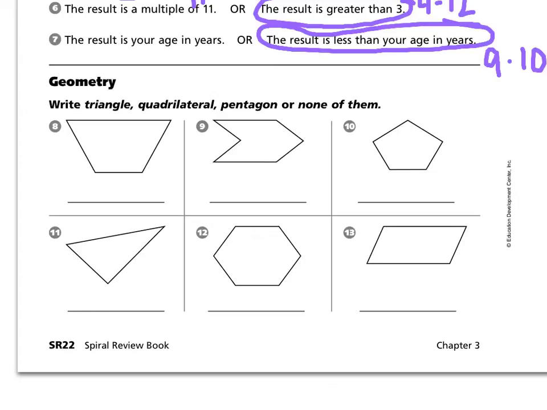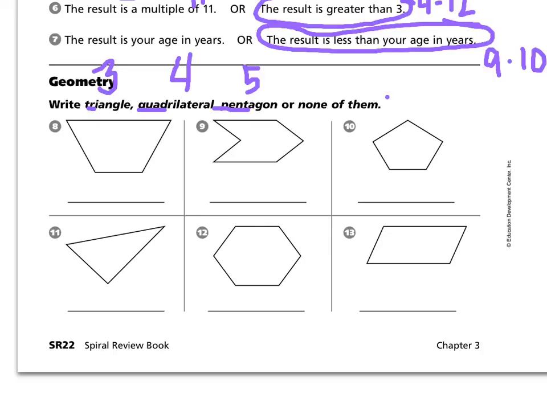Let's look at the geometry section where we need to either write triangle, quadrilateral, pentagon, or none of them. So let's figure out what that means. A triangle has 3 sides. We know that by looking at the prefix tri. A quadrilateral has 4 sides, and we know that by looking at quad. A pentagon has 5 sides, and we can look at pent to know that it's 5. And then none of them would be anything that's not 3, 4, or 5-sided.